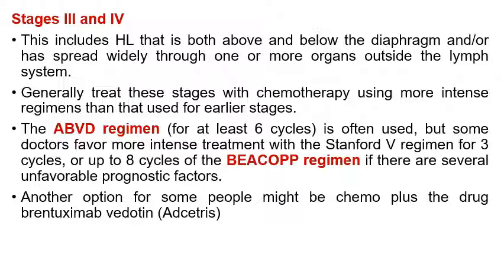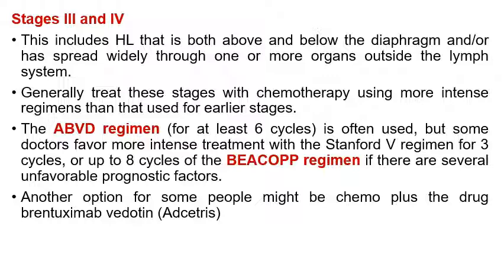And stages 3 and 4 include Hodgkin lymphoma that is both above and below the diaphragm and or has spread widely through one or more organs outside the lymph system. So generally they treat these stages with chemotherapy using more intense regimens than that used for earlier stages. So two types of chemotherapy regimens are used: one is the ABVD regimen and the other is the BEACOPP regimen.